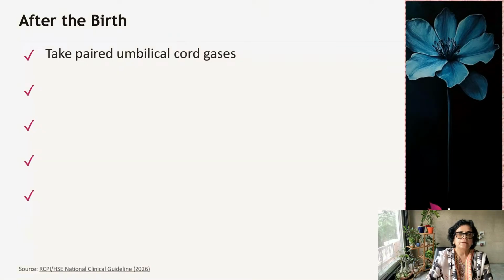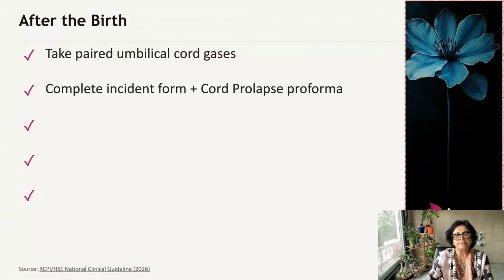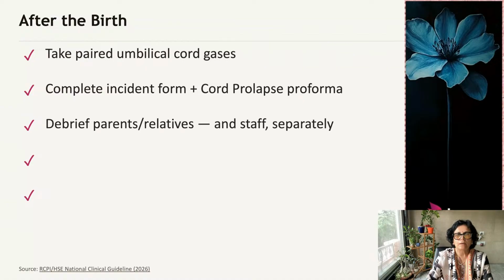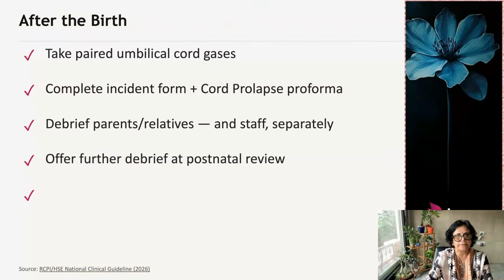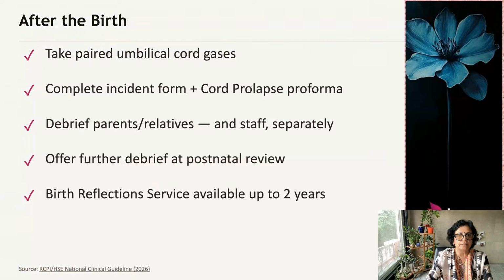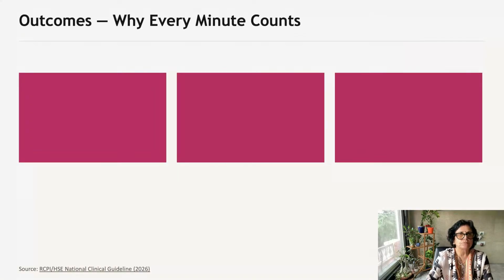After the birth, take paired umbilical cord gases, complete the incident form plus the cord prolapse pro forma, and debrief the parents, relatives, and staff separately. Offer further debrief at postnatal review; a birth reflection service is available up to 2 years.